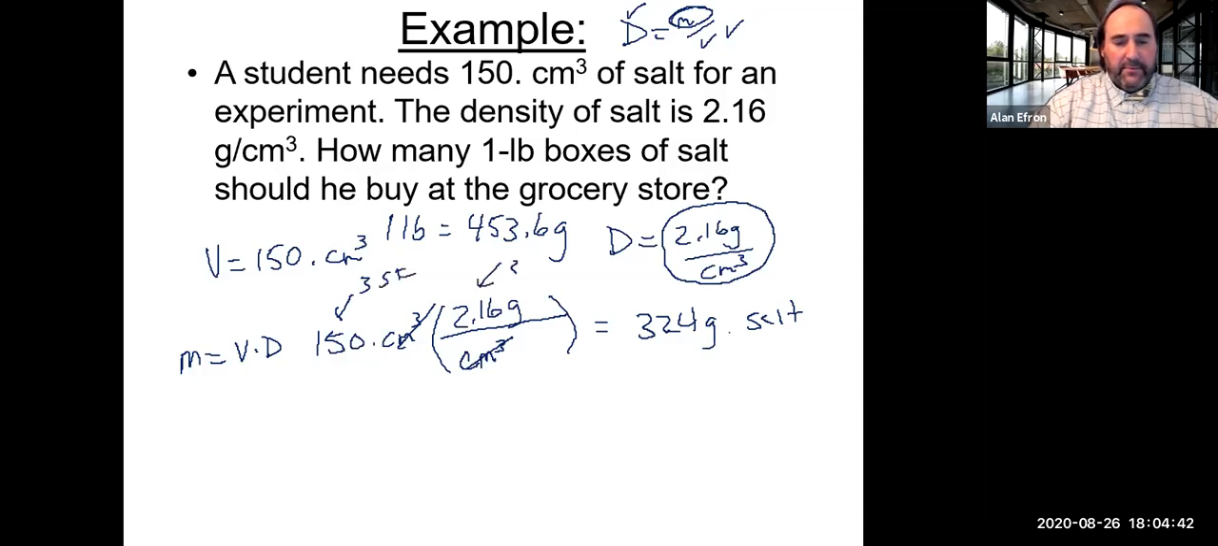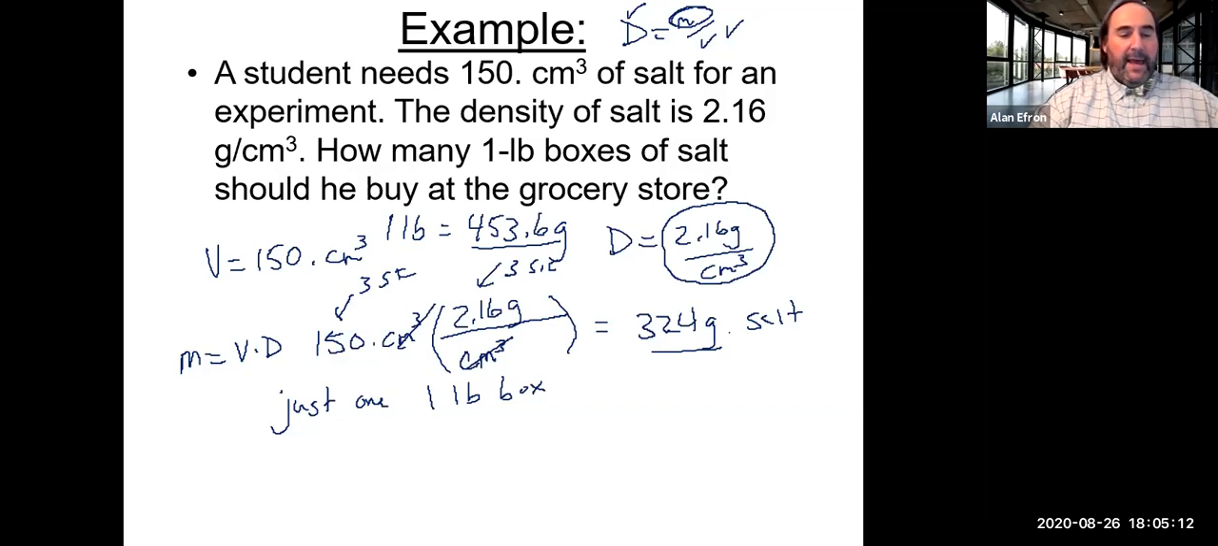And this guy is 3, which means 3 would be okay here. But it is important to make sure you do answer the actual question, which is how many 1-pound boxes of salt you would need. And really the answer is you just need 1. A 1-pound box is 453 or 454 grams, so you have over 100 grams of spare salt, just in case you need it for something else.